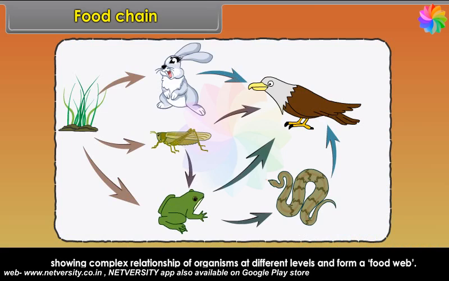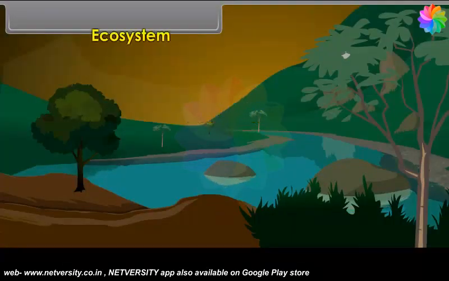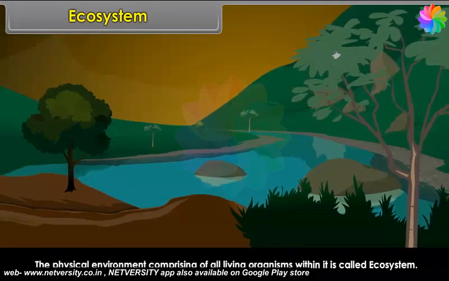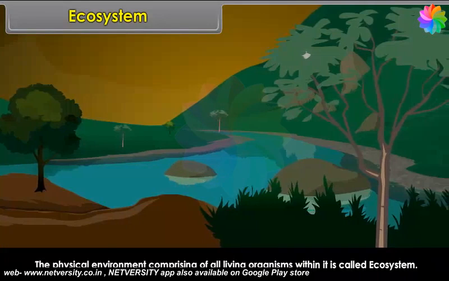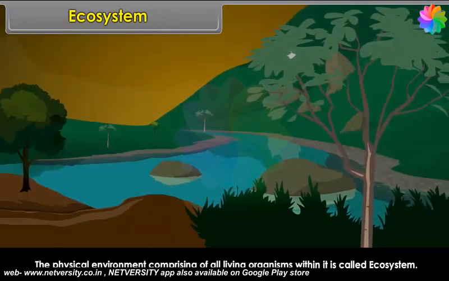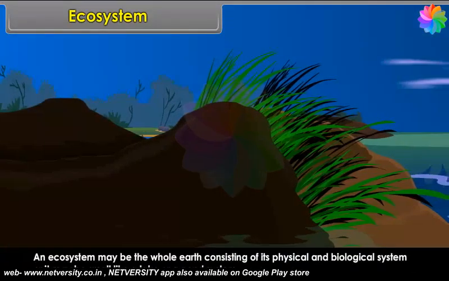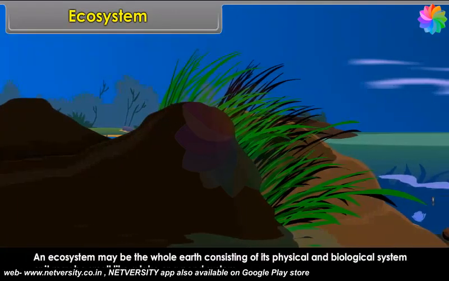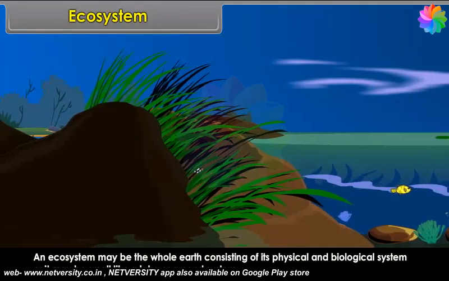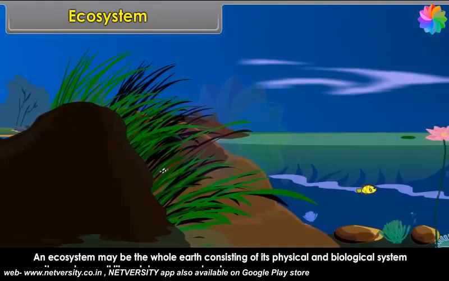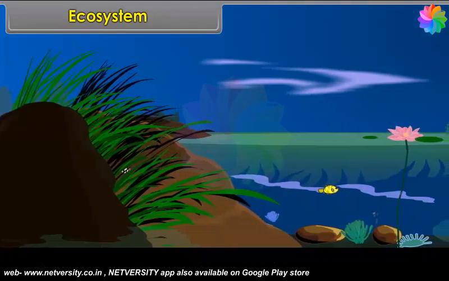Ecosystem. The physical environment comprising of all living organisms within it is called ecosystem. An ecosystem may be the whole earth consisting of its physical and biological system, or it may be small like a lake or a pond system. It is thus such a unit in which all biotic organisms interact with abiotic environment.